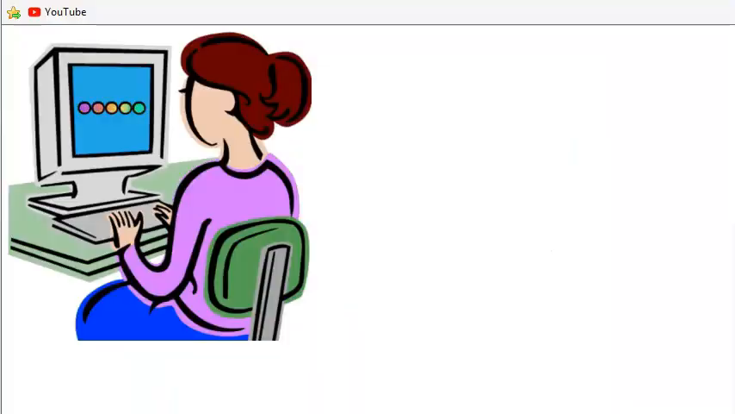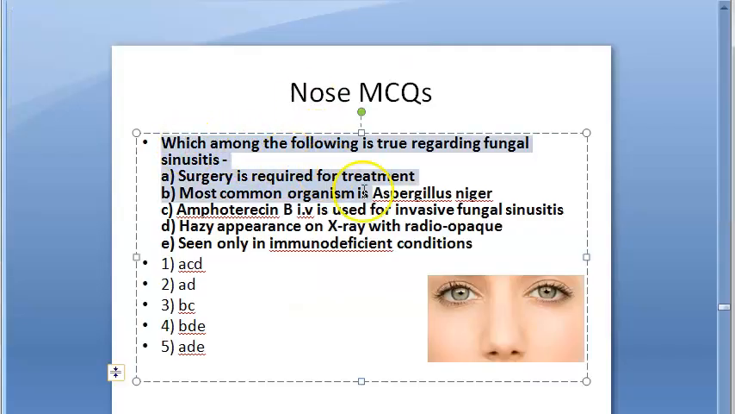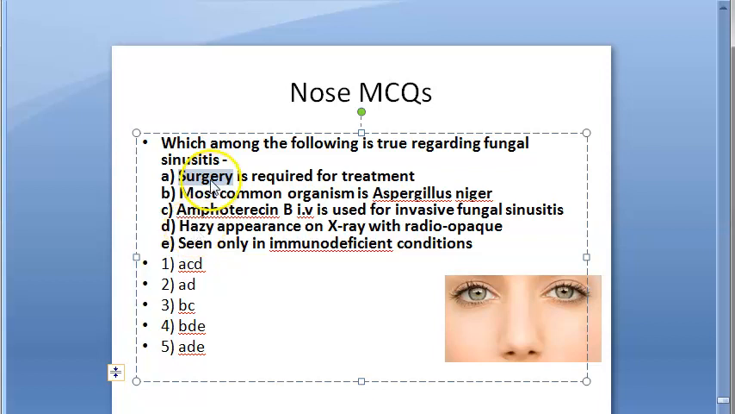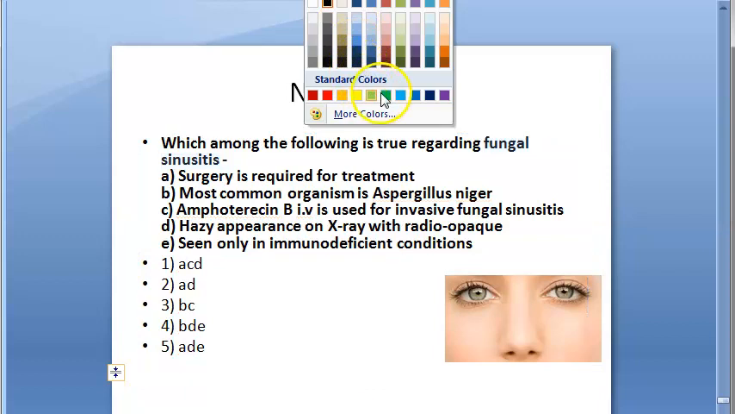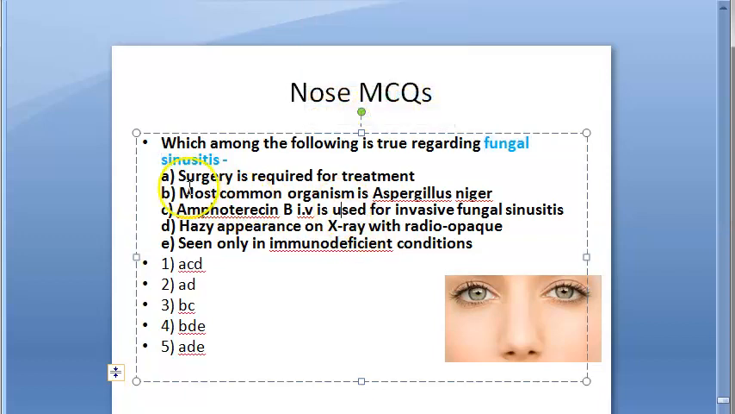Okay. Guys, another question is there on this fungal sinusitis itself. Look at this. Which among the following is true regarding fungal sinusitis? Surgery is required. Okay. So the next option here is, we are reading fungal sinusitis, so this is the topic. Most common organism is Aspergillus niger. Aspergillus is correct, but niger is kind of doubtful. Amphotericin B IV is used for invasive fungal sinusitis.